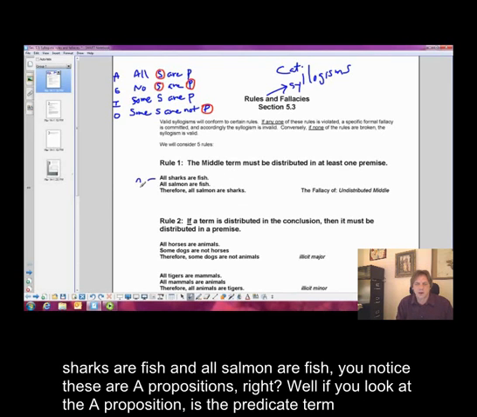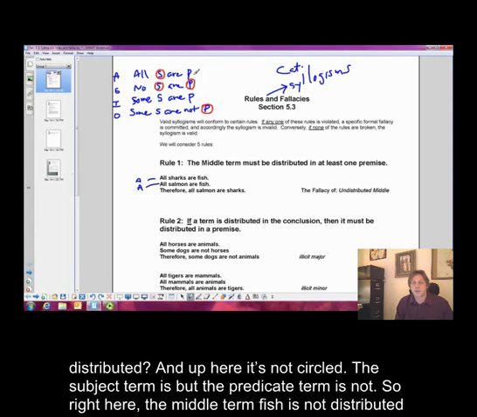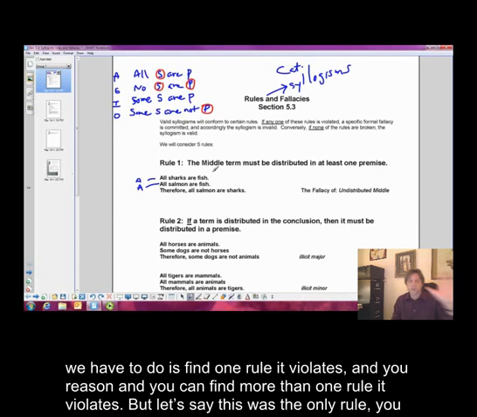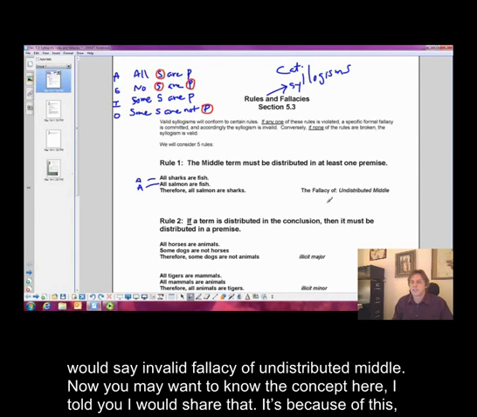You notice these are A propositions, right? Well, if you look at the A proposition, is the predicate term distributed? Up here, it's not circled. The subject term is, but the predicate term is not. So right here, the middle term fish is not distributed, and the second one, the middle term fish for the minor premise, is not distributed. So this syllogism would be invalid because, you remember, all we have to do is find one rule it violates. You can find more than one rule it violates, but let's say this was the only rule, you would say invalid, fallacy of undistributed middle.